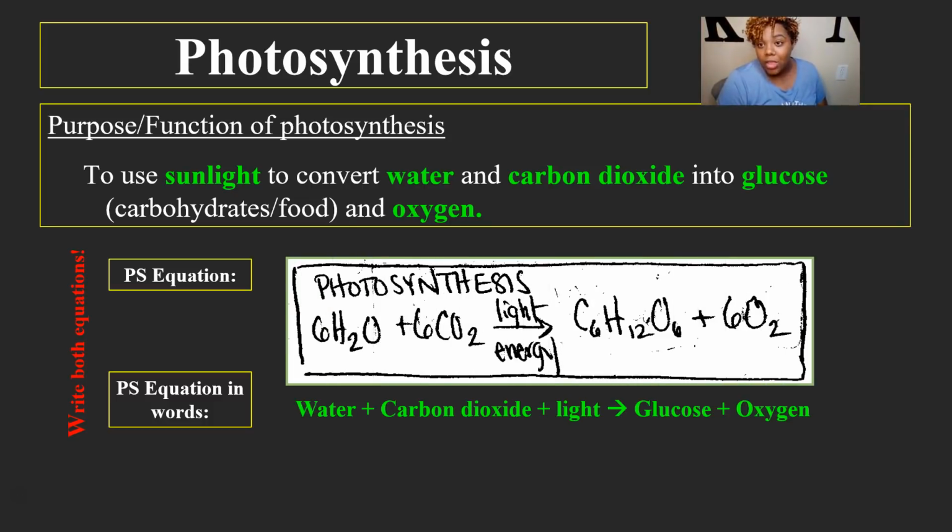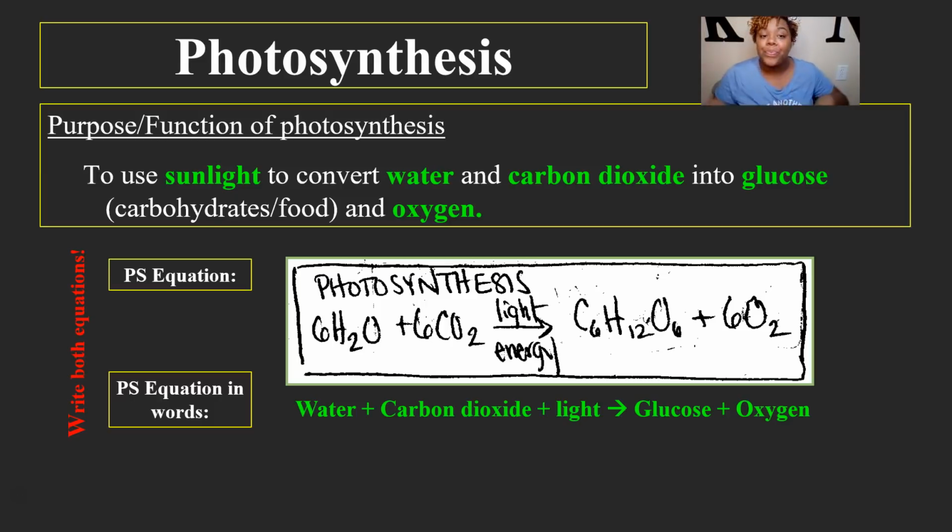Alright, so the first thing we're going to talk about is the purpose of photosynthesis. Why does photosynthesis even need to occur in this world? Well, it needs to occur because the plants need food. If the plants don't have food, the plants don't live. And if the plants don't live, what don't we get from them? Oxygen. And do we need oxygen?